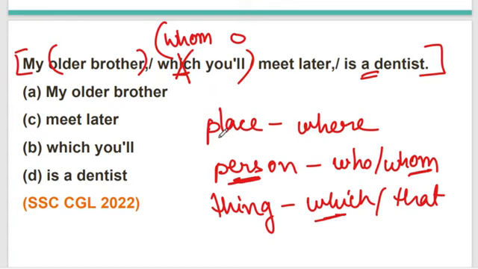My older brother, whom you will meet later, is a dentist. So please keep these three things in mind, because this often gets repeated for any competitive examination, and especially for CGL, this logic has got repeated quite a number of times. For place, we use the word where. For person, we use the word who or whom. And for thing, we use the word which or that. I hope it's clear to all of you. Moving to the next question.